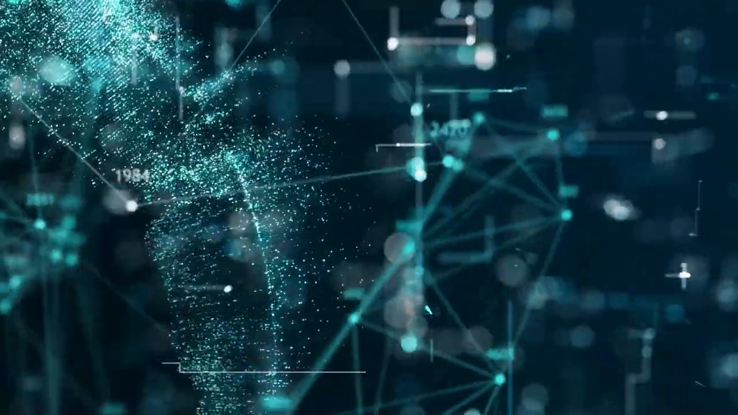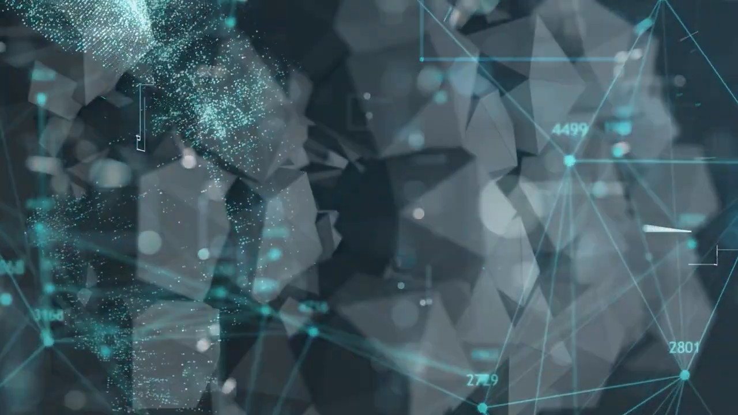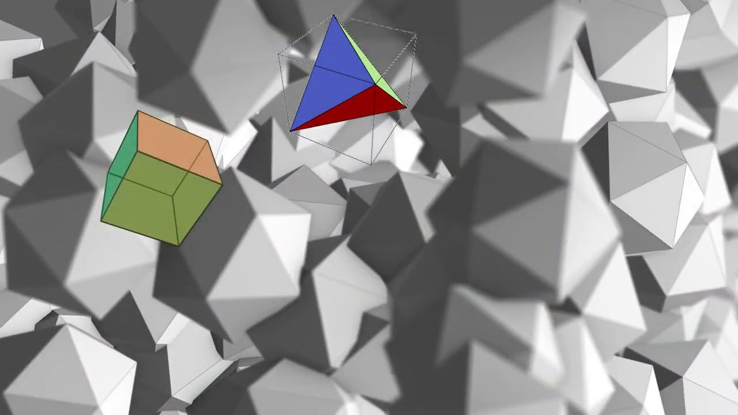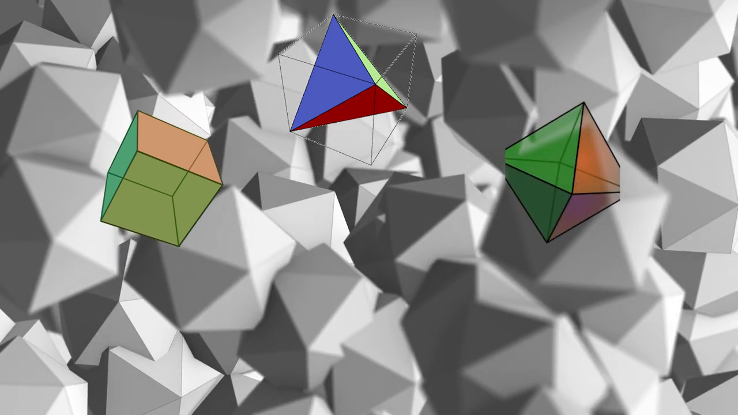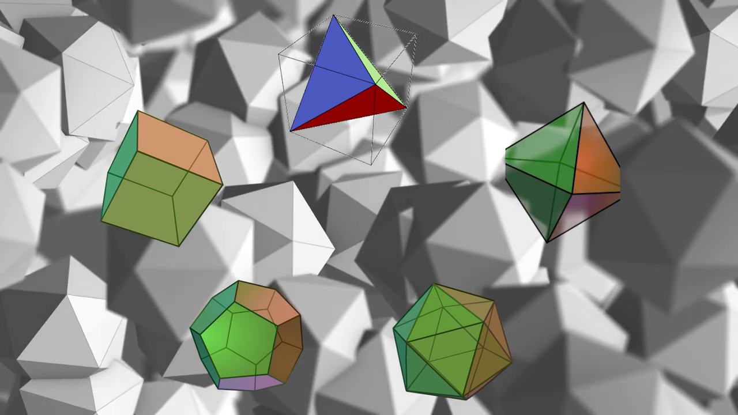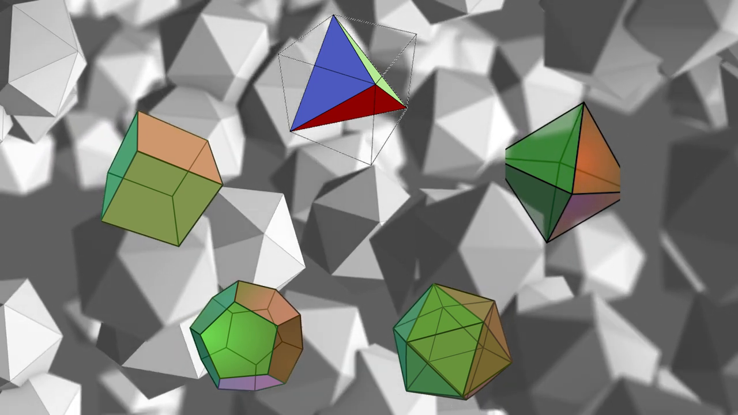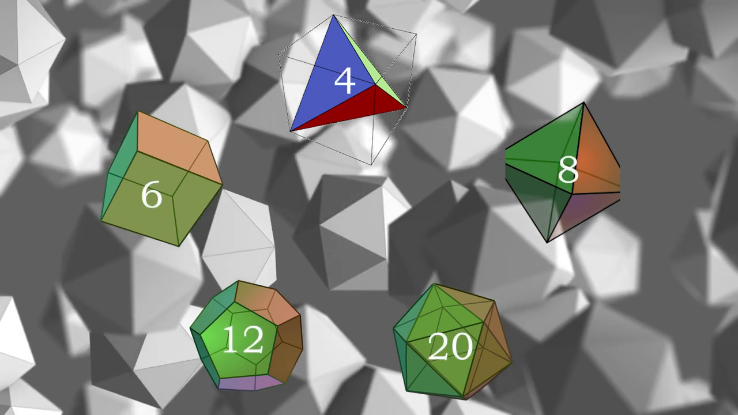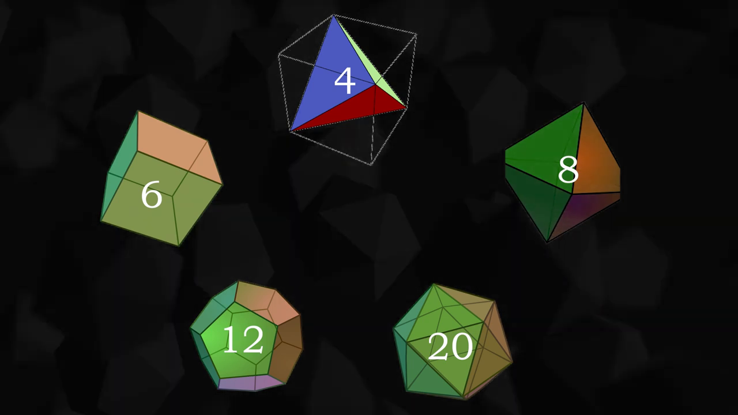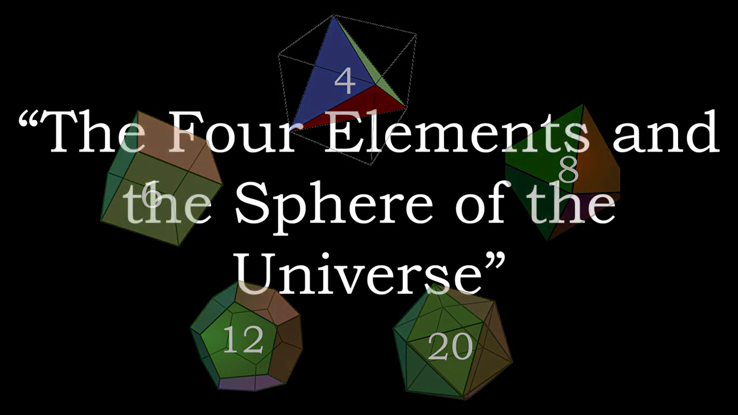In one place, we mention the five regular Platonic bodies, which are the tetrahedron, or pyramid, the hexahedron, or cube, the octahedron, the dodecahedron, and the icosahedron. These names sound outlandish, but they only mean geometrical figures of 4, 6, 8, 12, and 20 plane sides. They are said to represent the four elements and the sphere of the universe.